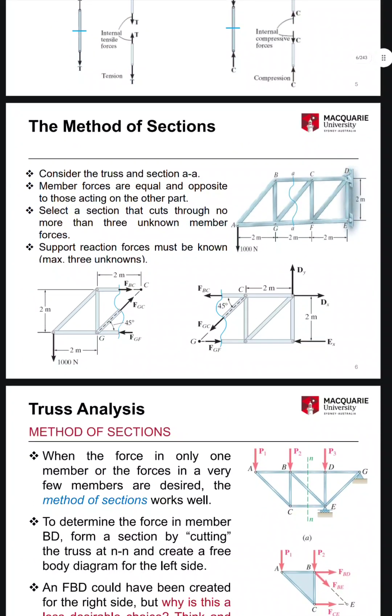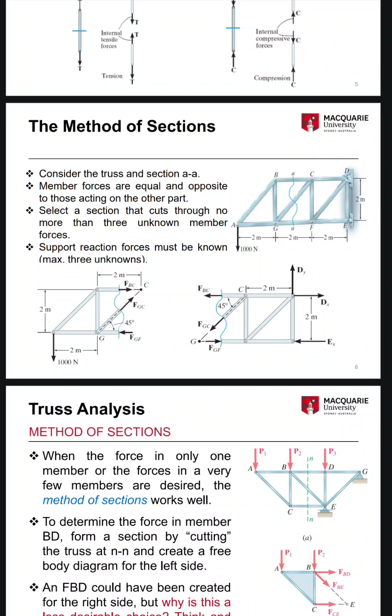The method of sections. Consider the truss and section AA. Member forces are equal and opposite to those acting on the other part. Select a section that cuts through no more than 3 unknown member forces. So we can see 2 meters, and the height is 2 meters, and there's 1000 Newton at point A. Support reaction forces must be known, maximum 3 unknowns. 2 meters on the right, 2 meters high, 2 meters on the left. The 1000 Newton force on point A is at 45 degrees.